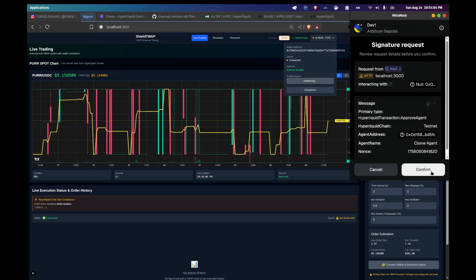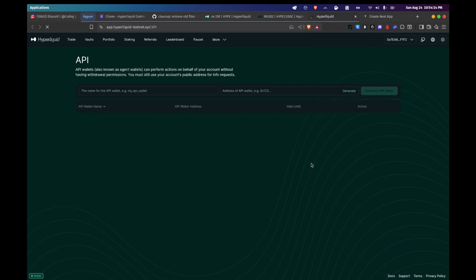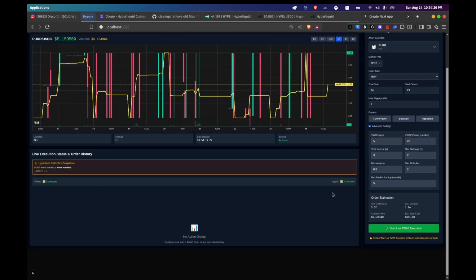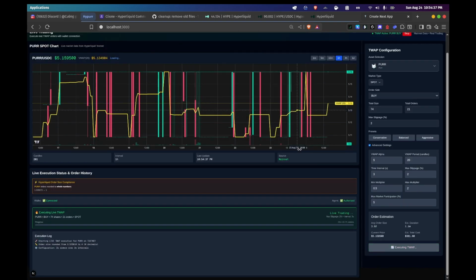Let's authorize our agent to be able to trade. Alright, so this is our agent, D5FC. Let's check that on Hyperliquid. There we go, Clione agent, D5FC. This agent can now trade on our behalf. Our VWAP will be a 1 hour time frame, anchoring on 1 hour, and let's start the trade.